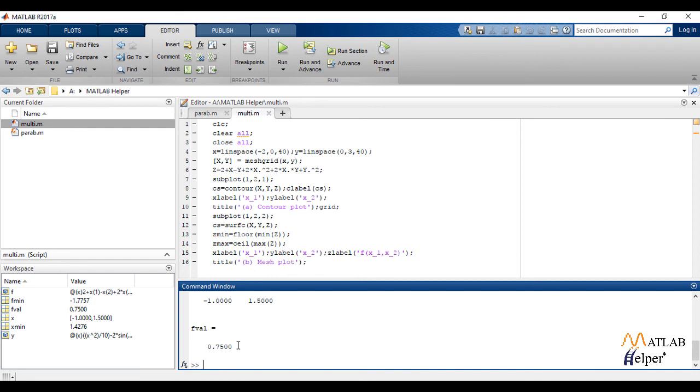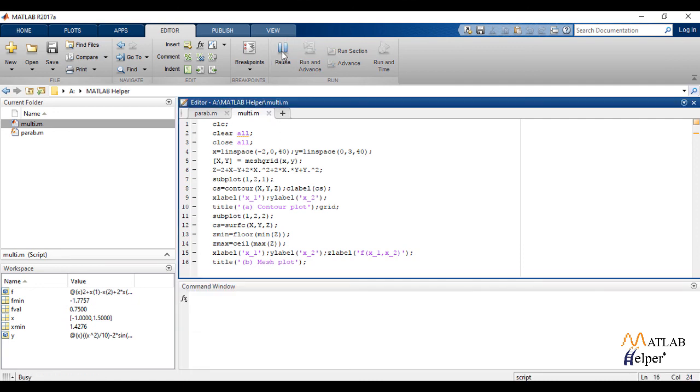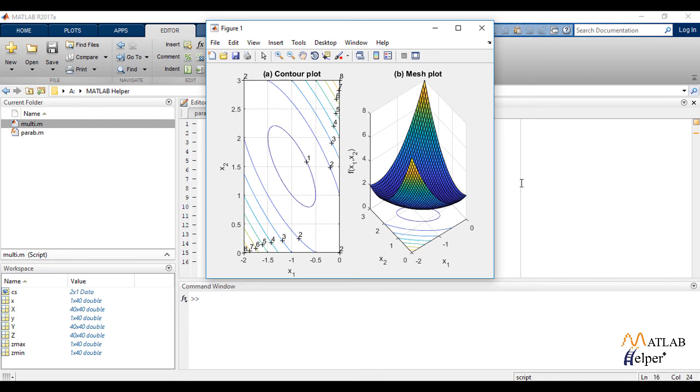Now let us run the code to get the output figures. So this is the output for two-dimensional optimization. As displayed in the figures, both plots indicate that the function has a minimum value of f(x1, x2) equals 0.2 to 1, located at about x1 equals -1 and x2 equals 1.5.